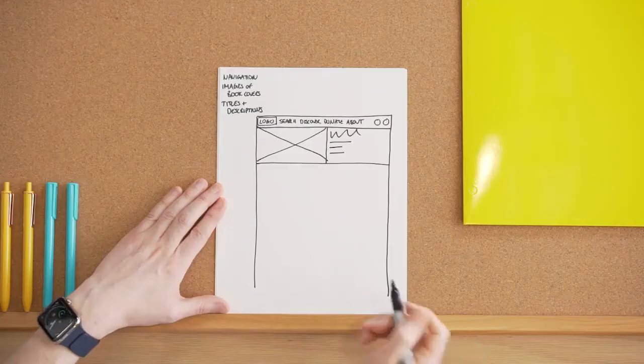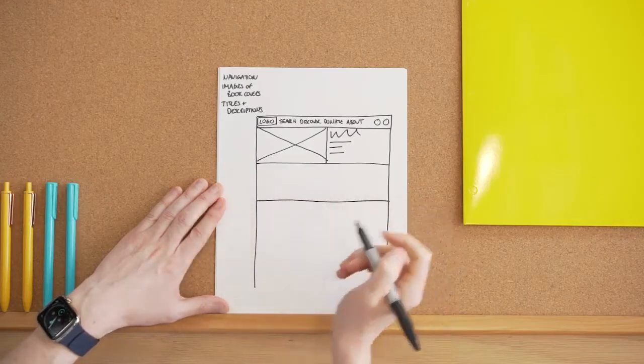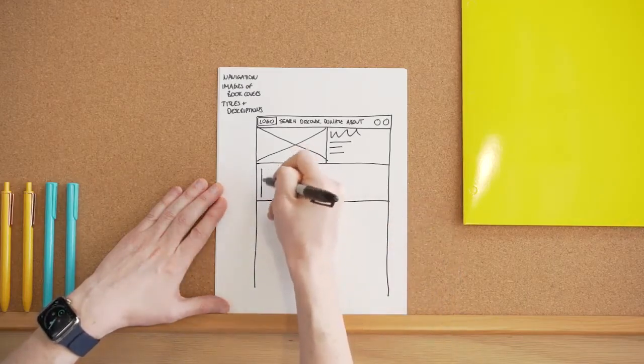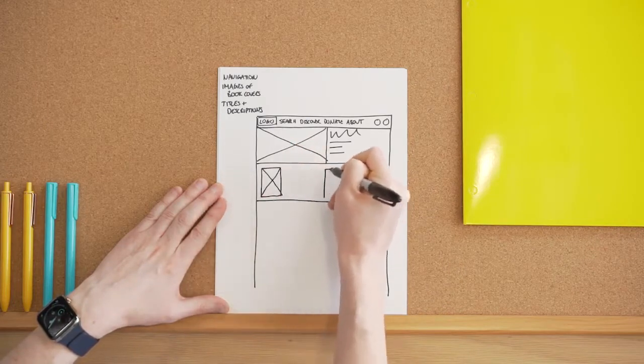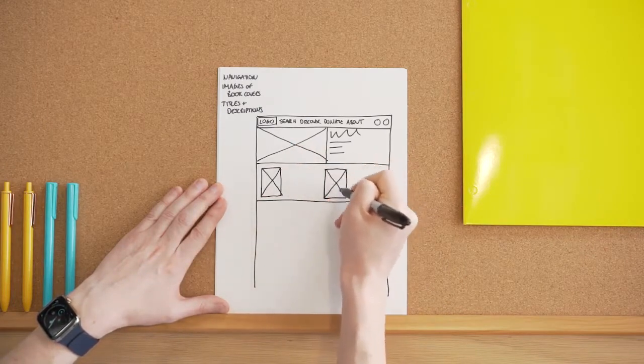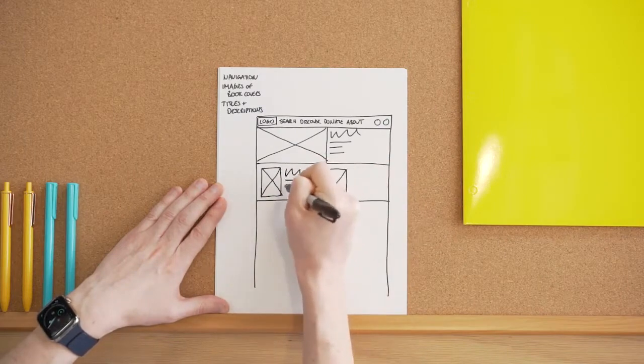Below that, I want to include a few squares and rectangles that show website visitors the latest books. I'm going to add a long line to create a new area of the page. I'll draw a couple of rectangles with an X inside within this area to show where images might go. I'll also add lines to show a corresponding description to the right of each rectangle.